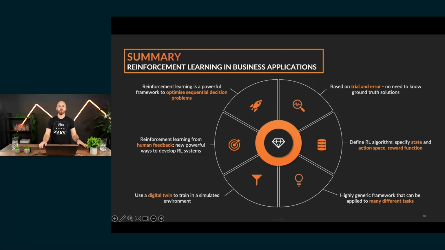And when this is finished and we release it out to the real world, we can also think about including humans in the loop. So when we have some experts that have even more knowledge than the reinforcement learning agent gains by trial and error, we can also think about reinforcement learning from human feedback to get even more powerful reinforcement learning systems.